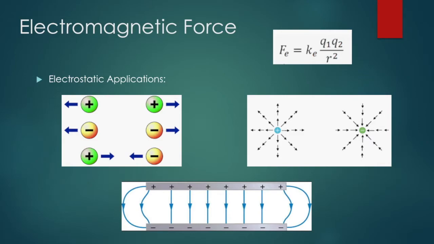Another example of the electromagnetic force is in parallel plate conductors, which cause electric fields from the positive plate to the negative plate. These electric fields leave and enter at 90-degree angles from the plates, and this causes a voltage change, or a voltage drop, between the two plates. This causes a current of charge to be initiated, which creates power.